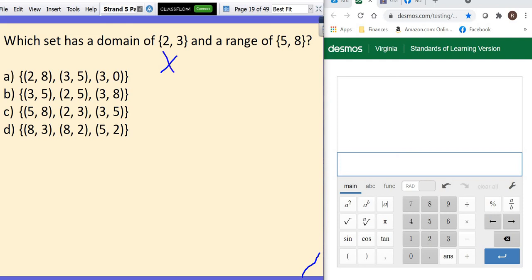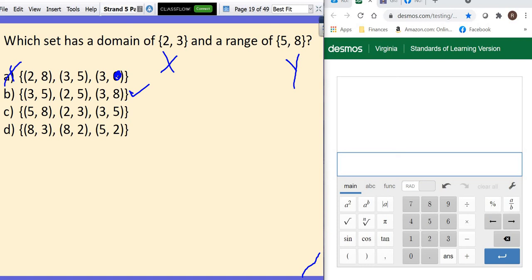All right, this one's written a little differently, but asking basically the same thing. Domain of 2 and 3 and a range of 5 and 8. So let's check the first one, domain. X's are 2, 3, and 3. That worked. Let's check for the y's, 5 and 8. We've got an 8, a 5, and a 0. That wasn't in there, so we better get rid of that. That did not work. All right, x's, 2's and 3's. 3, 2, 3 worked. Range, 5's and 8's. We have a 5, 5, and an 8. That looks like a winner, but let's check the others.